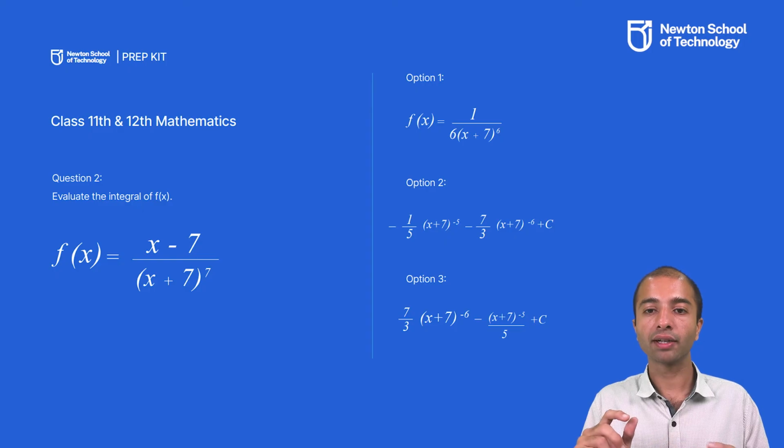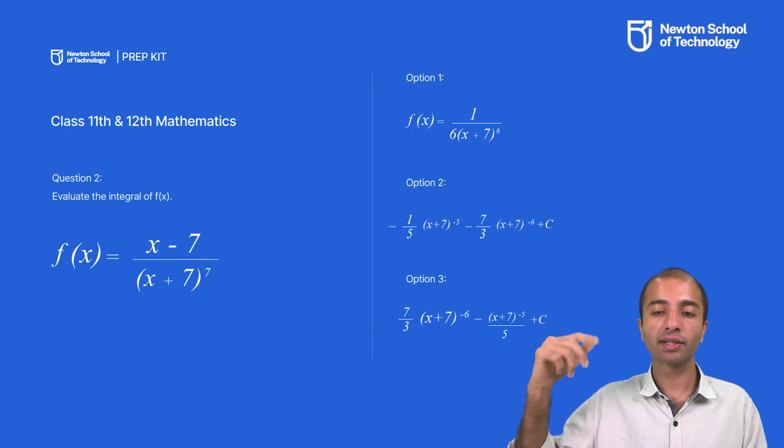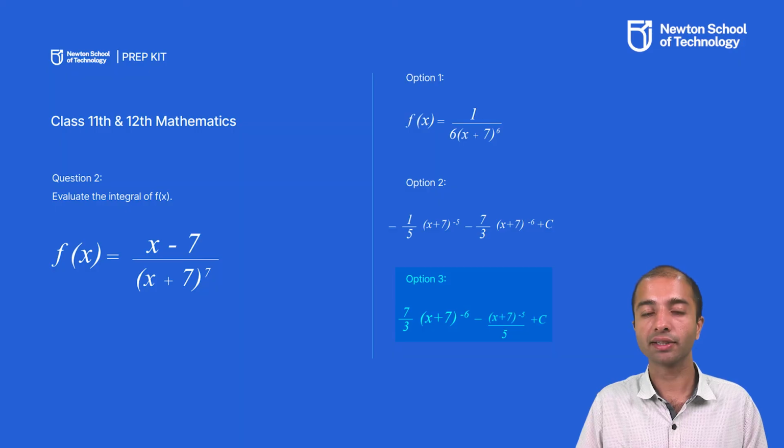So the final answer comes out to be 7 by 3 into x plus 7 raised to minus 6 minus x plus 7 raised to minus 5 upon 5, which is option 3, the correct answer here. So that is with respect to the overall math section and the video series of NSAT.